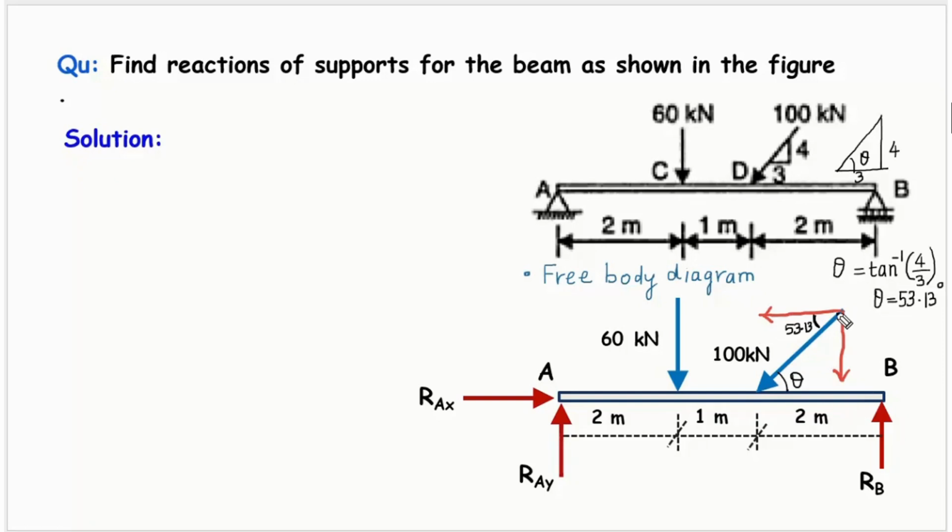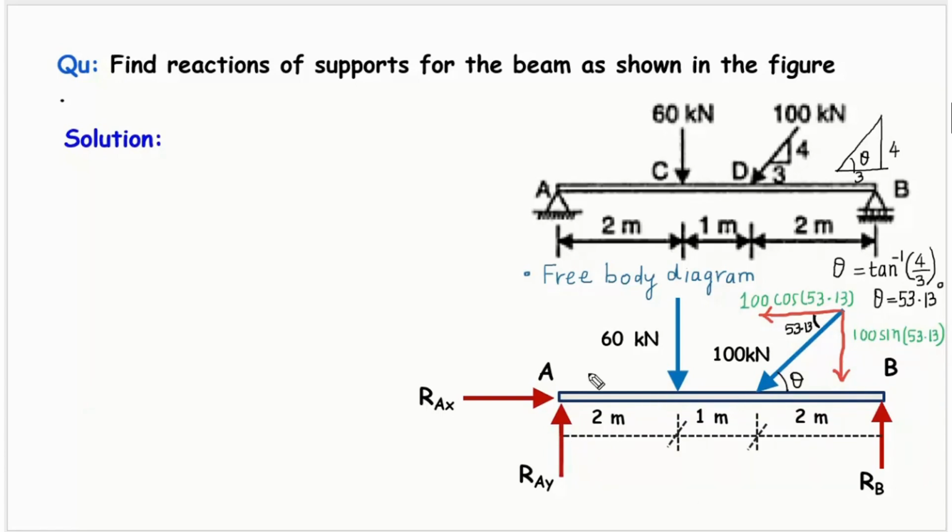Now we can resolve this force of 100 kN into horizontal and vertical components. Since this angle is theta, the horizontal component will be force times cos theta, so it will be 100 cos 53.13. Similarly, the vertical component will be 100 sin theta, that is 100 sin 53.13. So we are able to resolve this inclined force into vertical and horizontal components. Now to find the support reactions, we shall only consider this horizontal and vertical component.